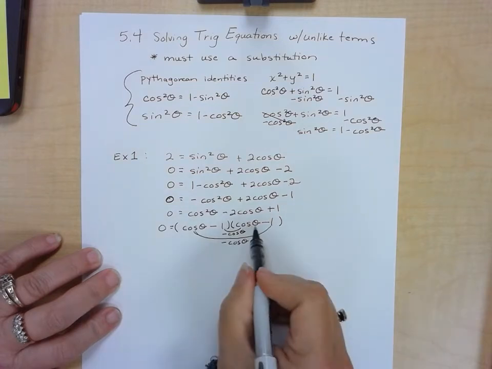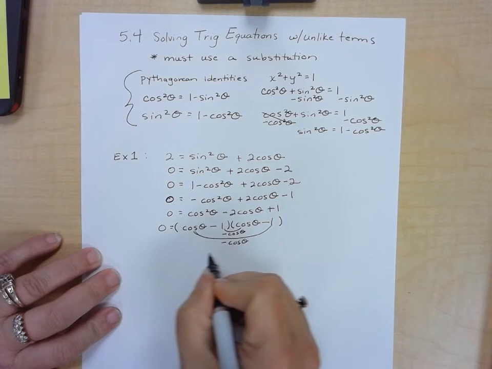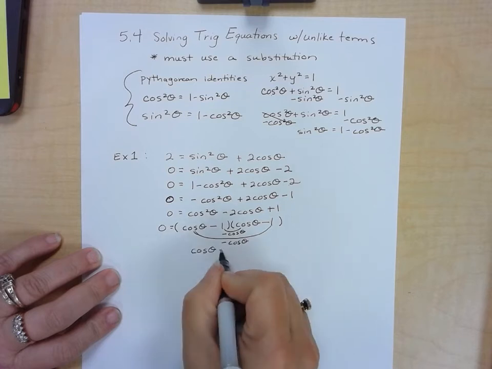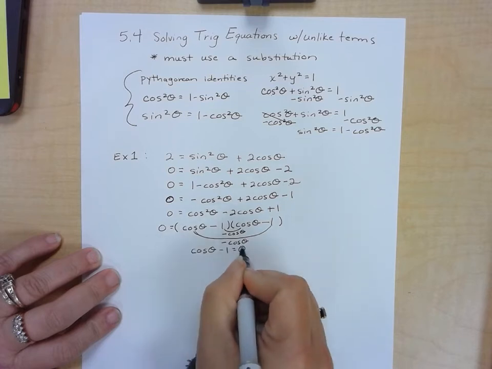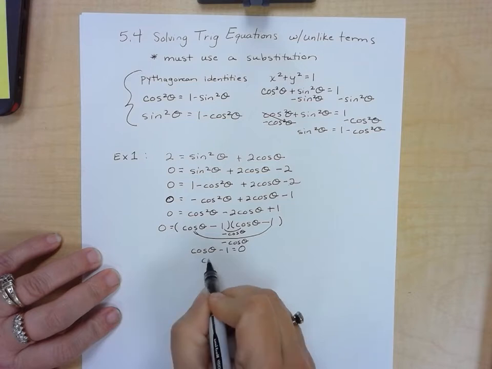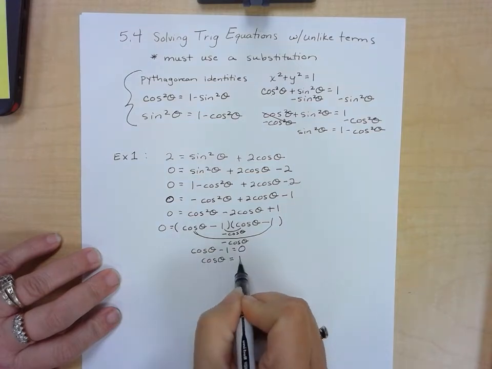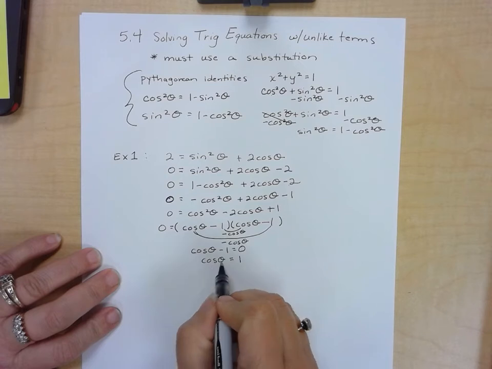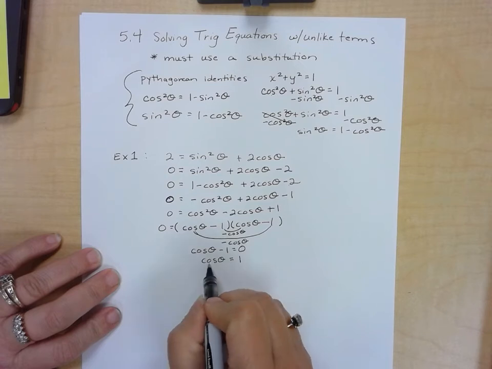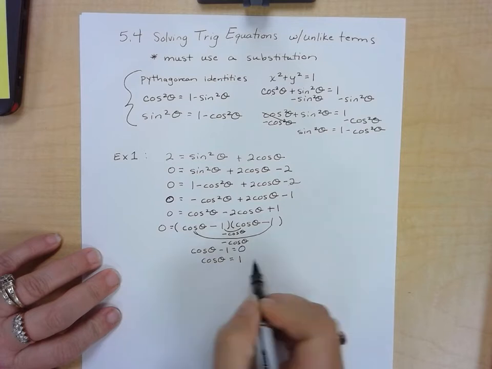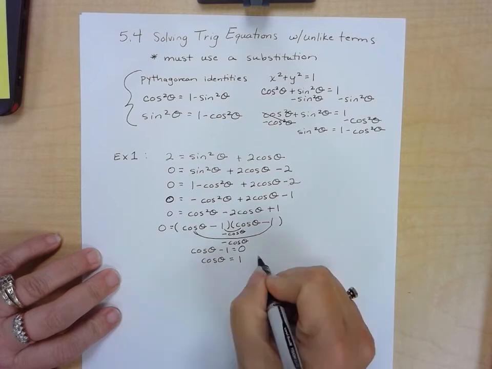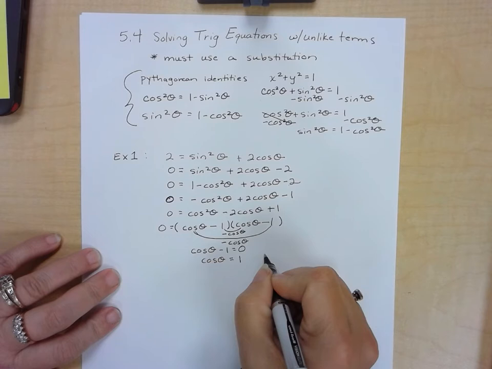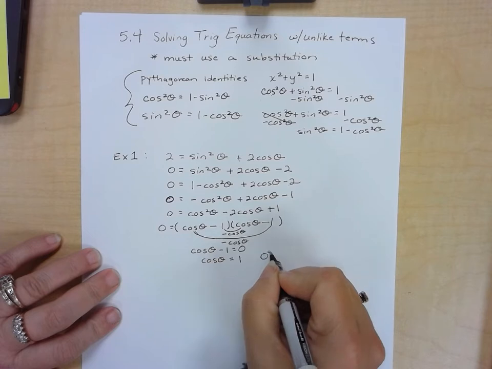That leaves me with cosine theta minus 1 equals 0. Cosine theta equals 1 after I add this 1 to both sides. I can use my calculator, but the question is being asked, what angle has an x value that's equal to 1? There is only one on the unit circle, and that is at 0 degrees, or 360 degrees.